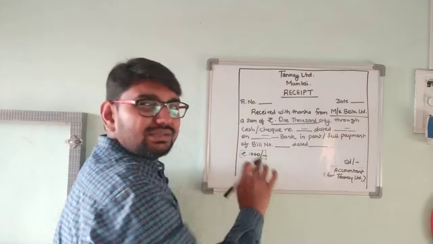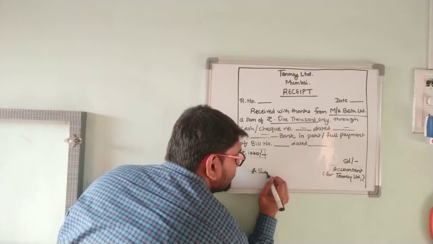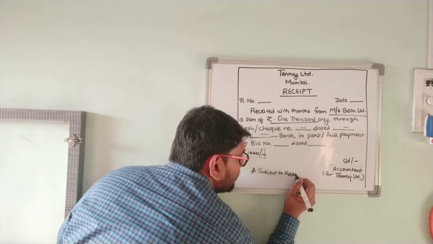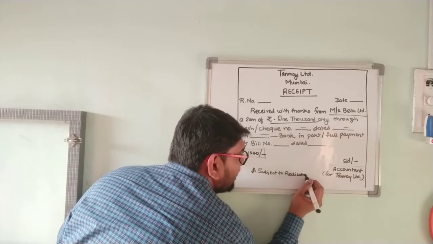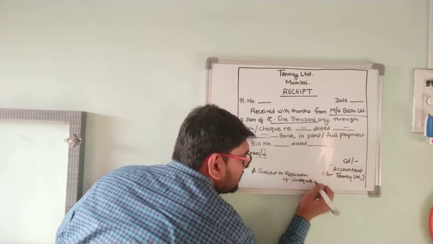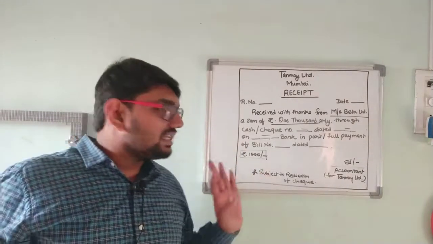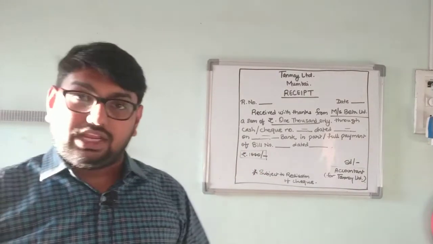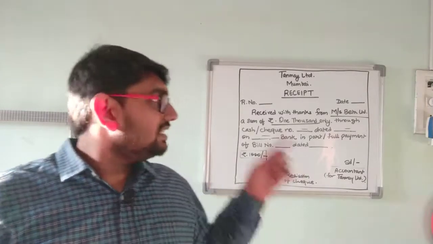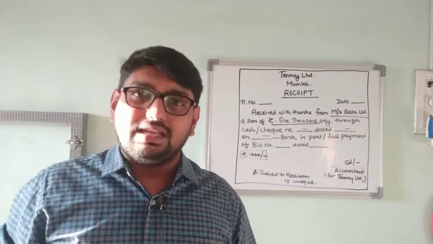And here I have to write a small sentence, asterisk, subject to realization of check, and then I will close the document. Now what does this sentence mean, subject to realization of check? Subject to realization of check means if your check bounces, this receipt is invalid, void, cancelled completely.